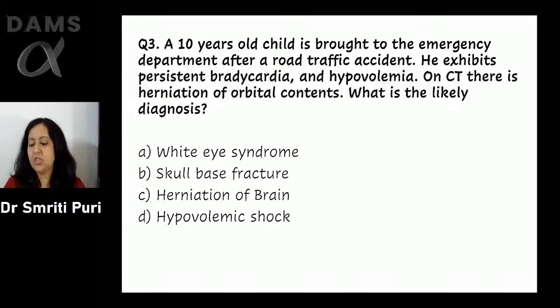A 10 years old child is brought to the emergency department after a road traffic accident. He exhibits persistent bradycardia and hypovolemia. On CT, there is herniation of orbital contents. What is the likely diagnosis? Option A, white eye syndrome. Option B, skull base fracture. Option C, herniation of brain. Option D, hypovolemic shock. So what would be the answer to question number 3?